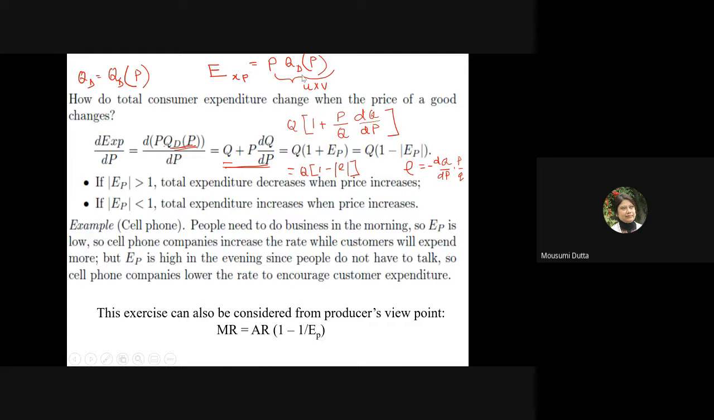Differentiation part. Do you know differentiation of U into V? Yes, ma'am. Okay, so if I get U into V format, how will we take the derivative? First, I'll keep V constant and take the derivative with respect to U, plus I'll keep U constant and take the derivative with respect to V.